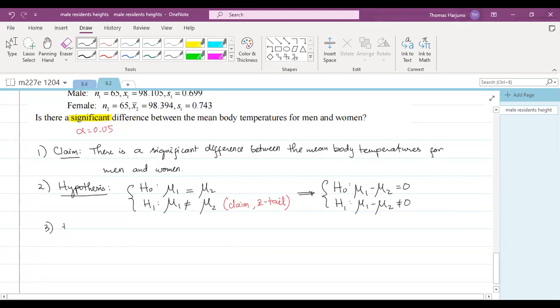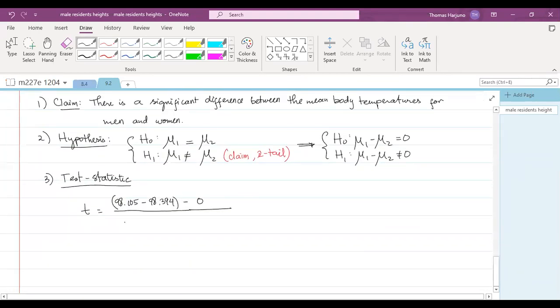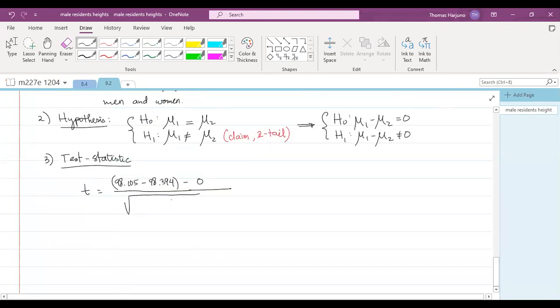And then step 3, test statistic, equals x1 bar 98.105 minus x2 bar 98.394 minus mu1 minus mu2, which is 0. I still have to write that 0 though. Over the square root of 0.699 squared over 65 plus 0.699 squared over also 65, as I remember.